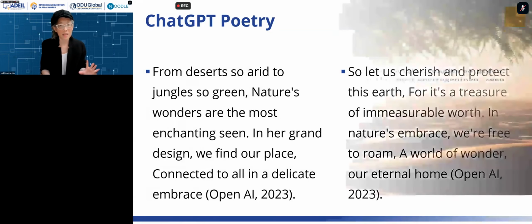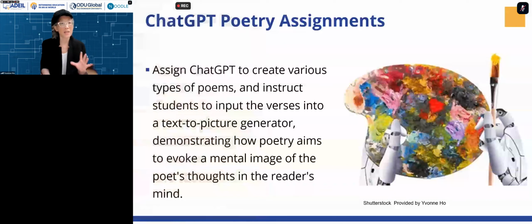And so then you can use ChatGPT, for example, for an assignment. You can assign ChatGPT to create various types of poems and instruct students to input the verses into a text-to-picture generator. And that way you demonstrate to students how poetry evokes the mental image of the poet's thoughts.